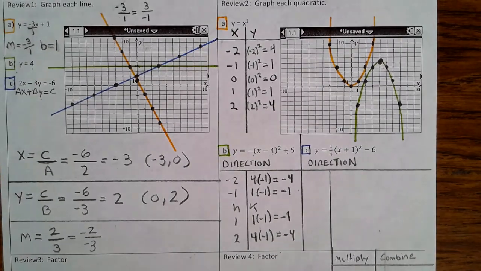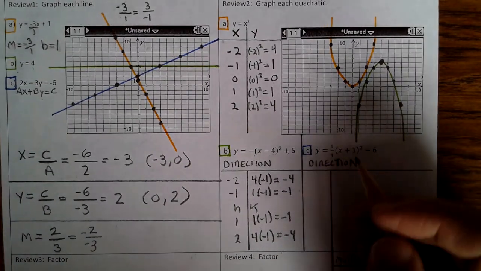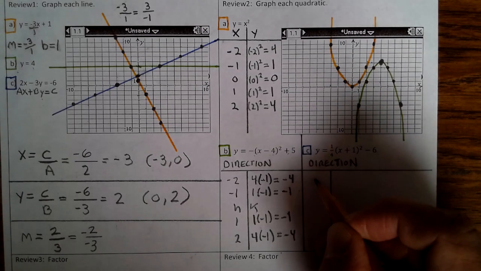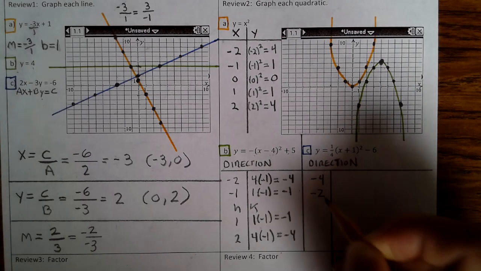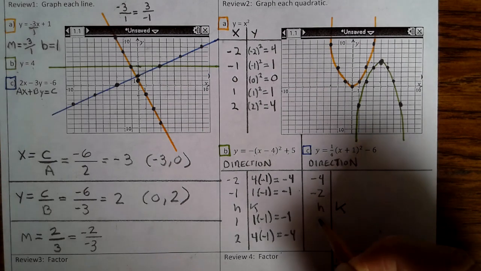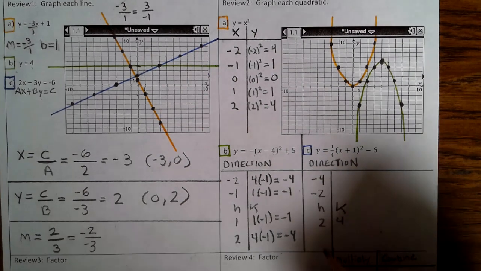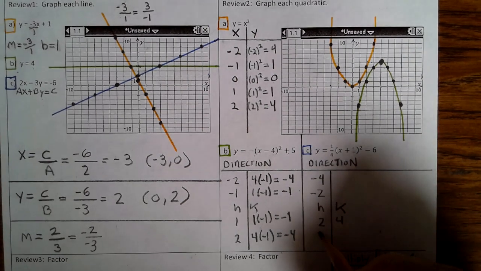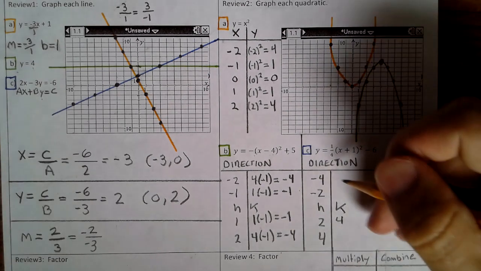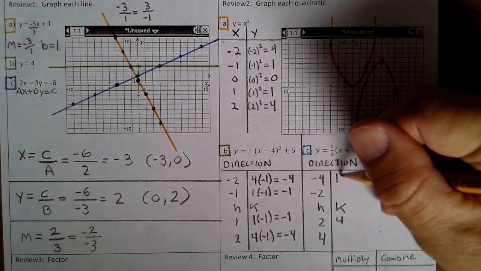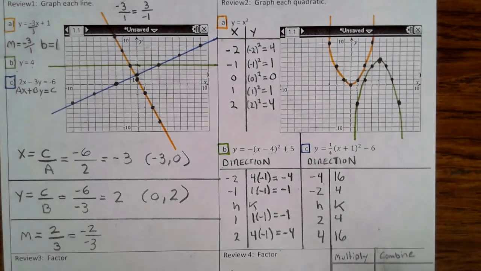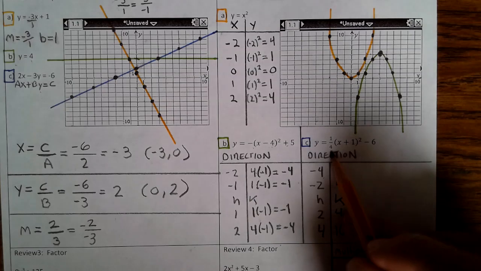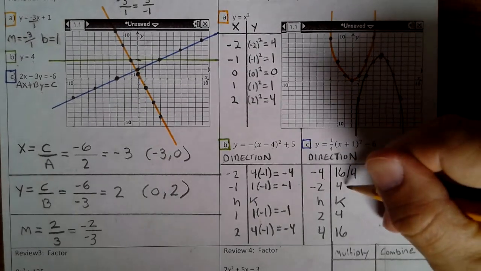Okay, now let's graph C. So again, our directions are, and I'm actually going to use -4, -2, H, K, 2, 4. Now, we know -4 squared is 16, -2 squared is 4, 4 squared is 16. And the reason I'm using these values for our directions is because we're going to divide by 4. So we're going to divide everything by 4.